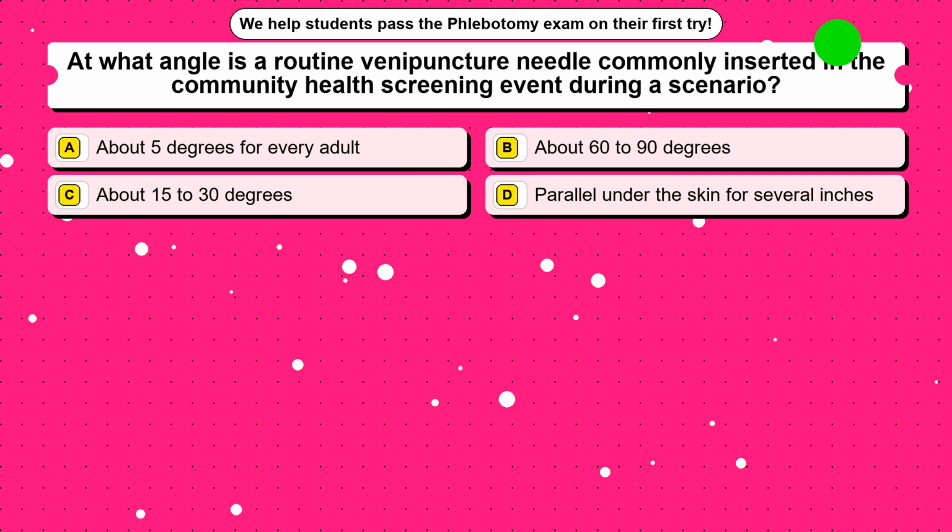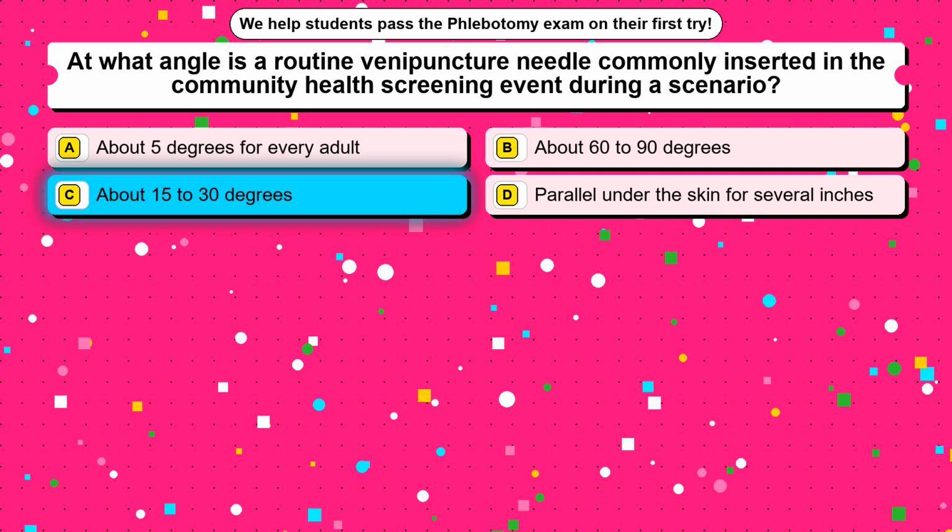Question 3. At what angle is a routine venipuncture needle commonly inserted in the community health screening event during a scenario? Option A, about 5 degrees for every adult. Option B, about 60 to 90 degrees. Option C, about 15 to 30 degrees. Option D, parallel under the skin for several inches.